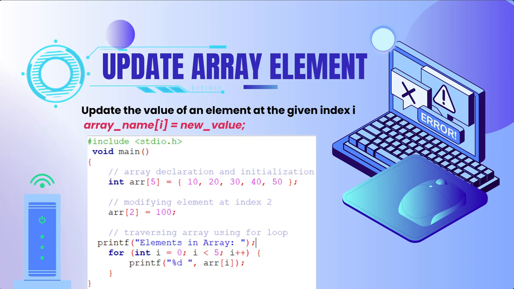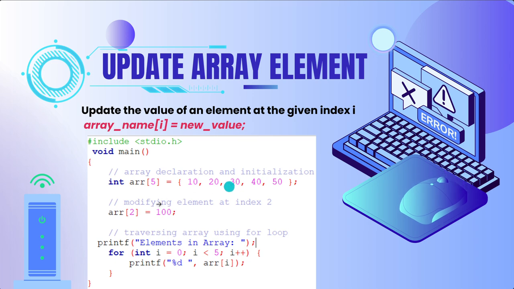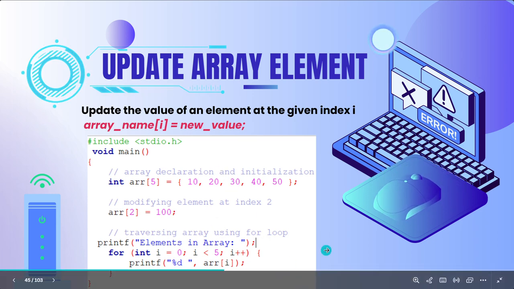In the main function, we have an array of size 5 where we have initialized the variables. We initialized constants as 10, 20, 30, 40, 50, and at the second position index we are changing it to 100. So 0, 1, 2. So 30 is being changed to 100. So if we print the element at second position now, it is going to print 100 instead of 30. So we are modifying the element at the index 2.